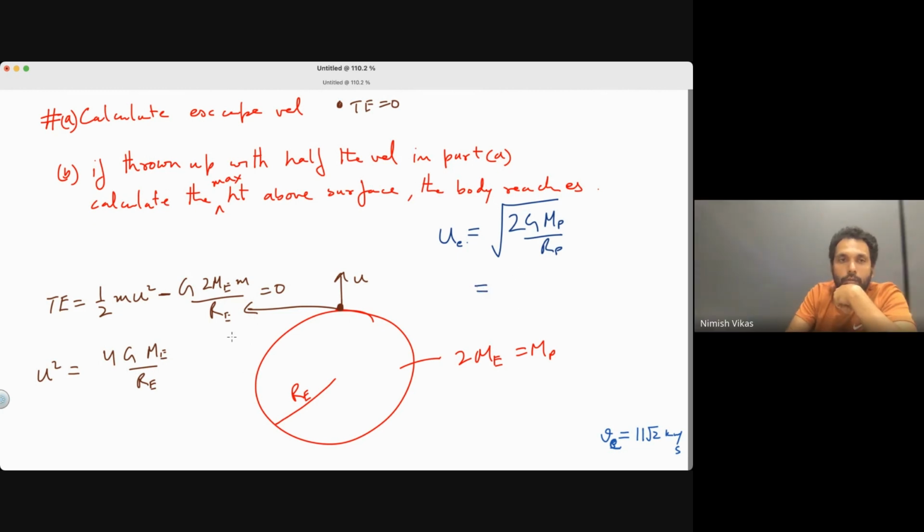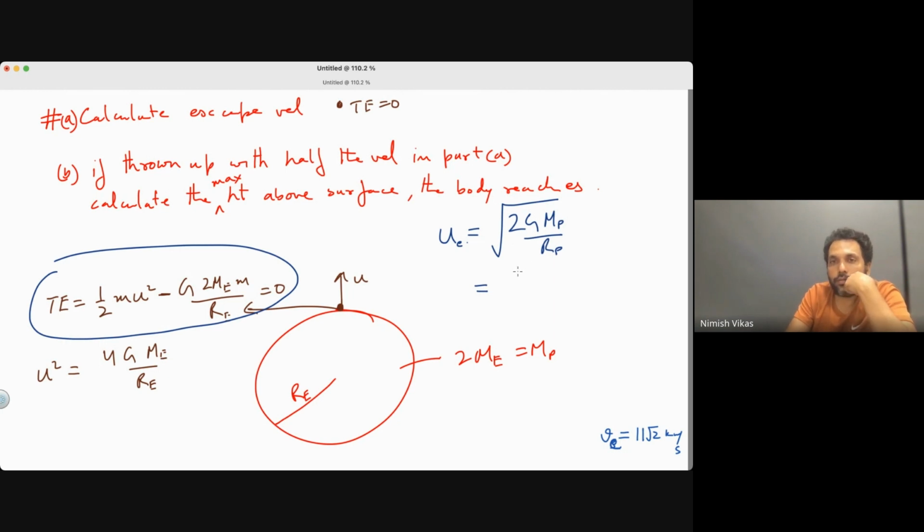So this has a formula and this has a concept. The concept is not very far away from the formula. It is just one extra line, so highly recommended. Any which way, you'll get u as root of 4G mass of the Earth divided by radius of the Earth. Is that clear?